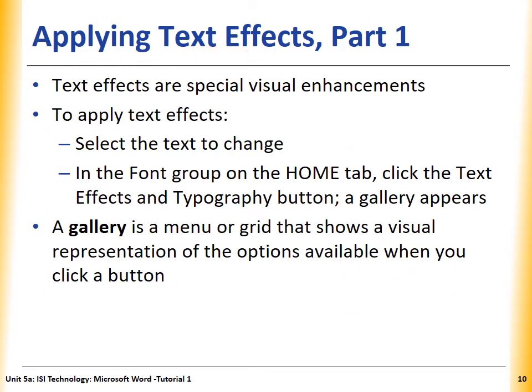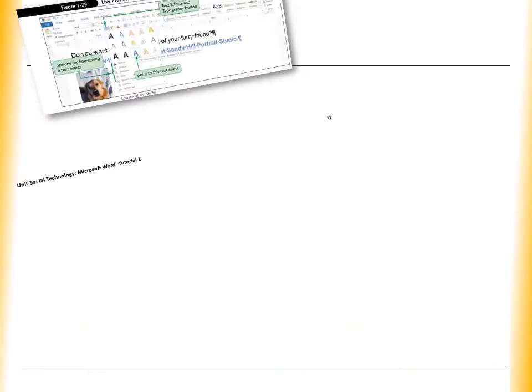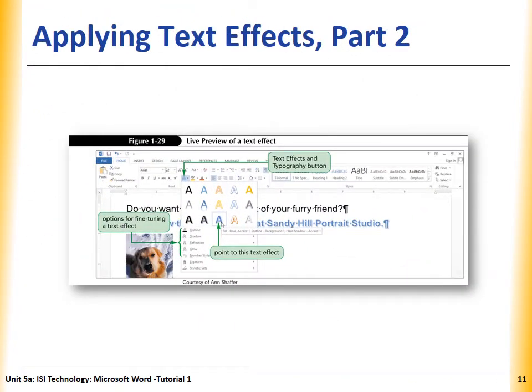Applying text effects. Text effects are special visual enhancements. To apply text effects, select the text to change. In the Font group on the Home tab, click the Text Effects and Typography button. A gallery appears. A gallery is a menu or grid that shows a visual representation of the options available when you click a button. I'm going to show you this, so don't panic. As you can see over here, we have this button for the text effects, and here are the styles to choose from.